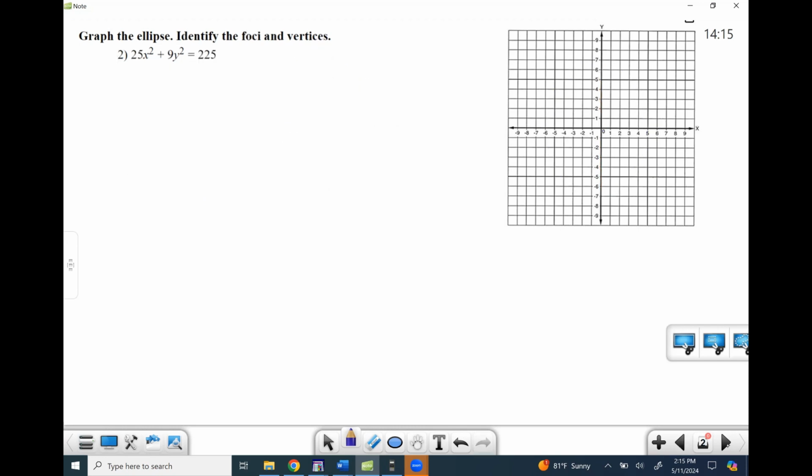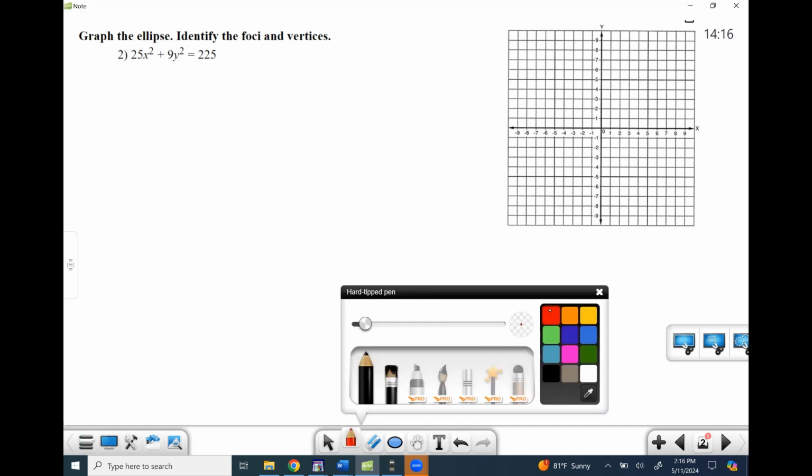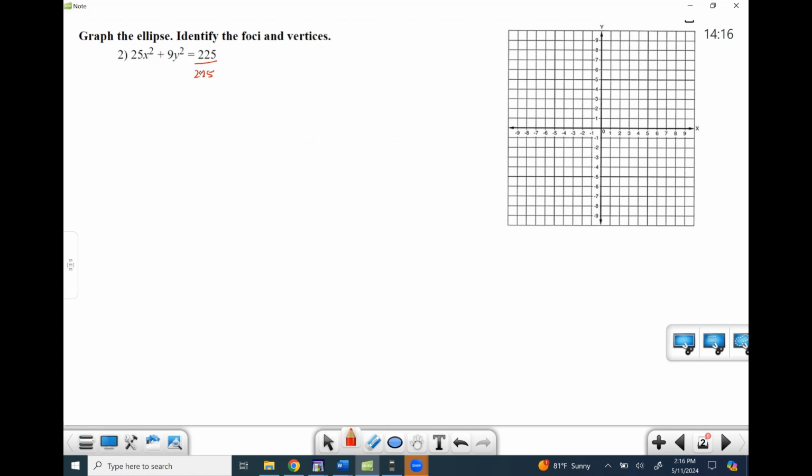All right, let's try it again. So the only difference between this one and the last one is that it's not in standard form. We don't have the equals 1 here. And they also wanted us to find the foci. So that's different too. So the first thing we got to do is get a 1 on the right-hand side. So we're going to divide by 225. That's how we're going to go in and get that 1.